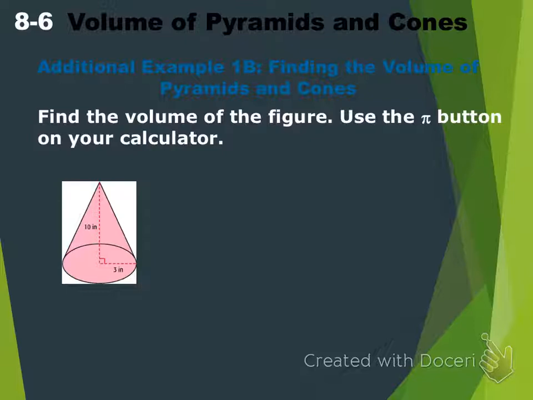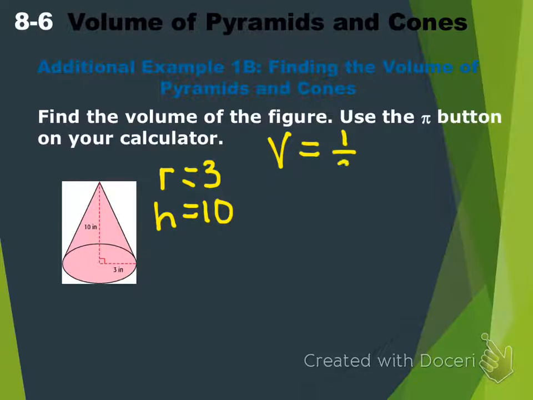So looking at this problem here, we can see that we have a radius of 3 and a height of 10 inches. So remember, our formula is just simply V equals 1/3 pi the radius squared times the height.